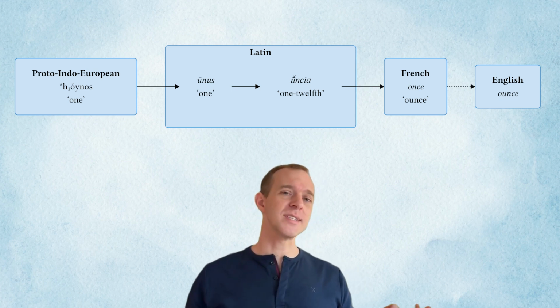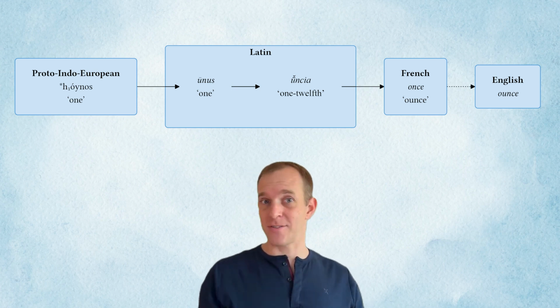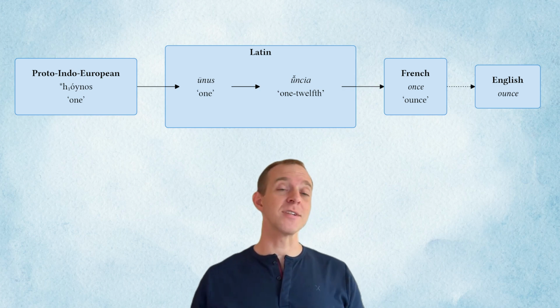Now today an ounce is 1/16 of a pound rather than 1/12 of a pound, because at one point the standard for what constitutes a pound was changed, but it was originally 1/12.